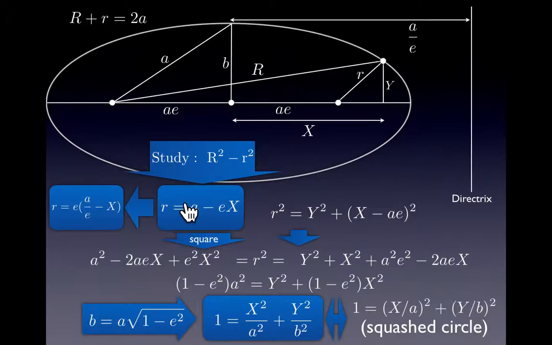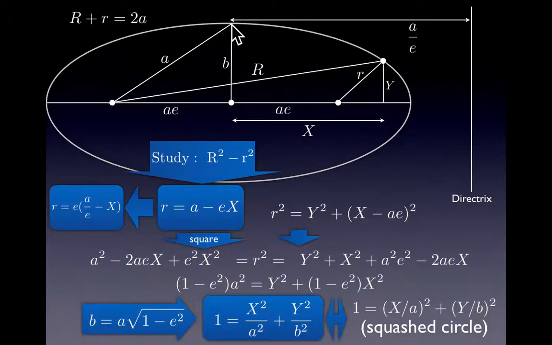On the other hand, if we take this expression and we square it, we get a relation between r squared, e and x, and we can get a second relation just by looking at this triangle. So we can express r squared as y squared plus x minus ae squared, and open the parentheses. The linear term in x cancels from both sides, and we are left with this intermediate relation.